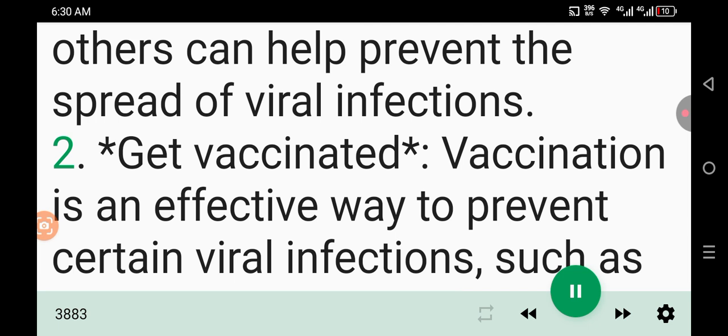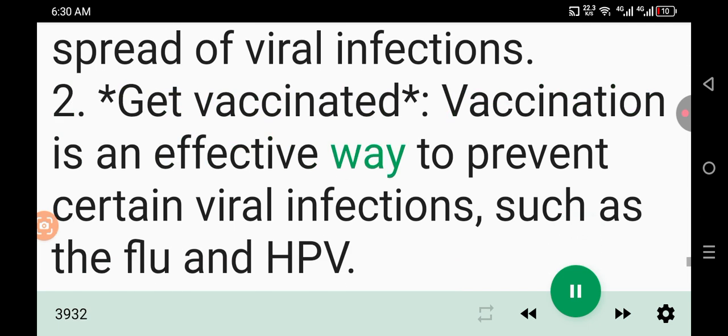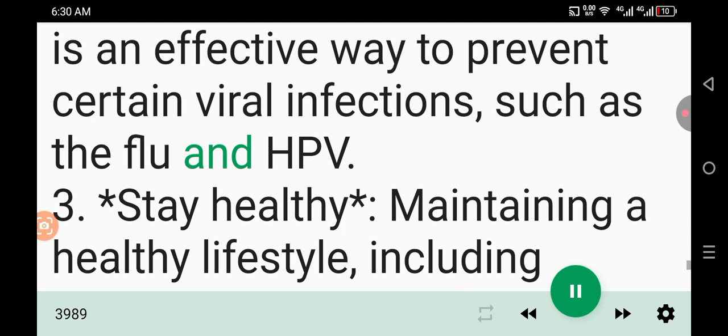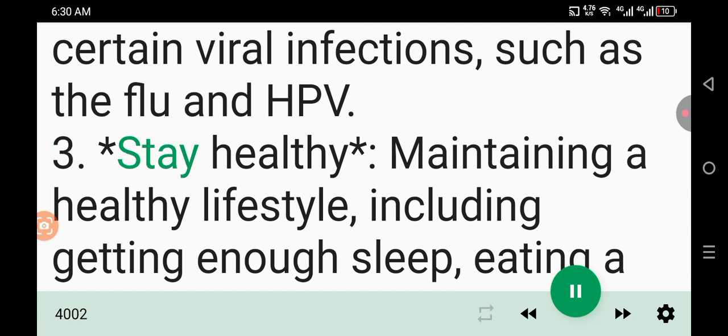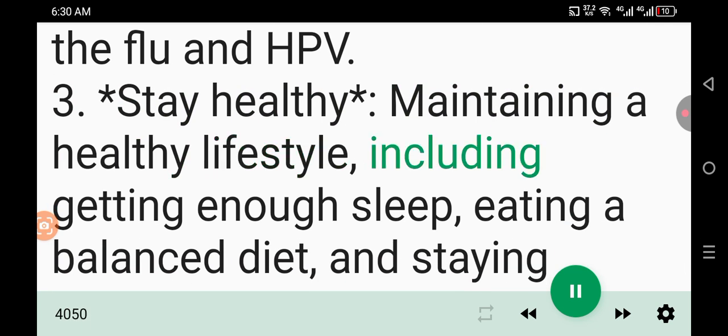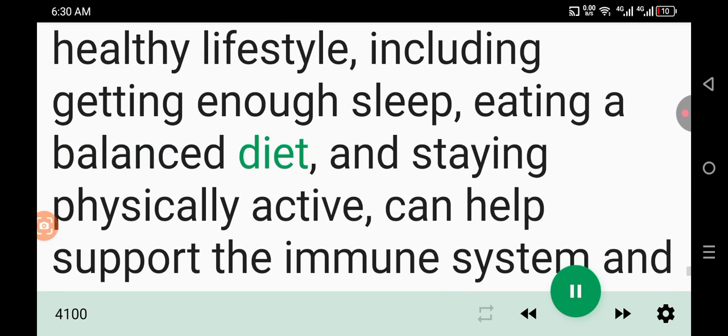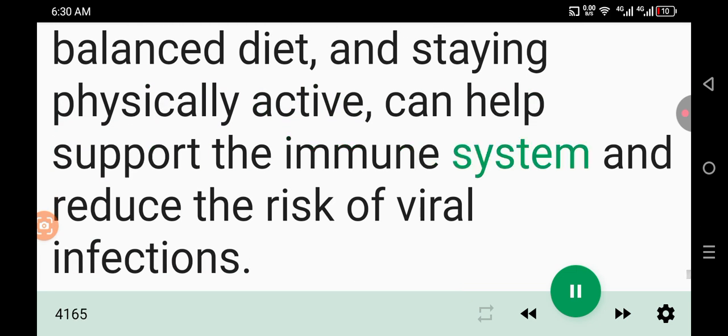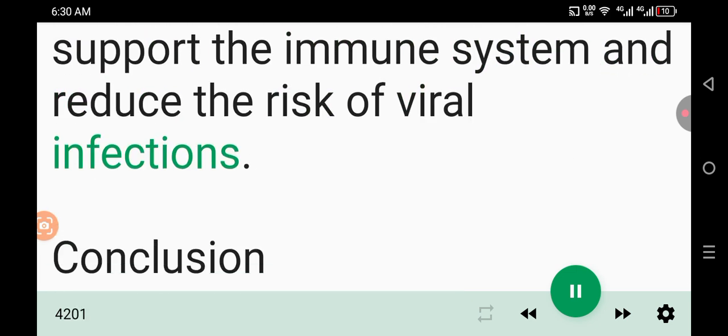2. Get vaccinated. Vaccination is an effective way to prevent certain viral infections, such as the flu and HPV. 3. Stay healthy. Maintaining a healthy lifestyle, including getting enough sleep, eating a balanced diet, and staying physically active, can help support the immune system and reduce the risk of viral infections.